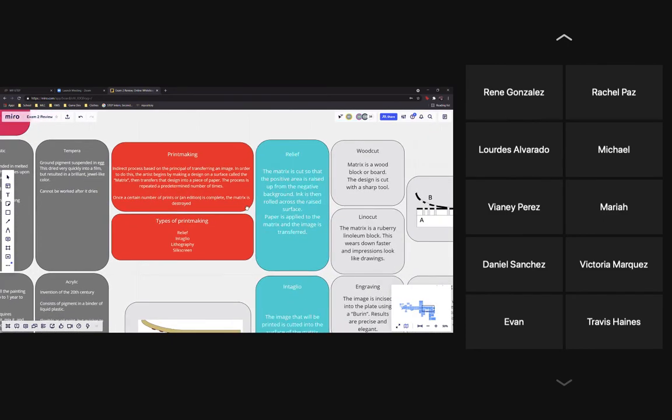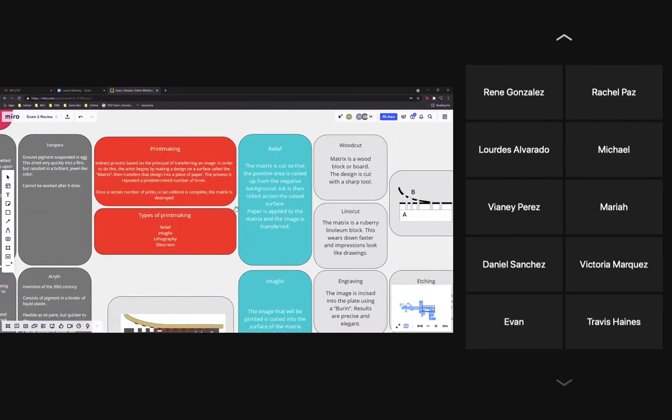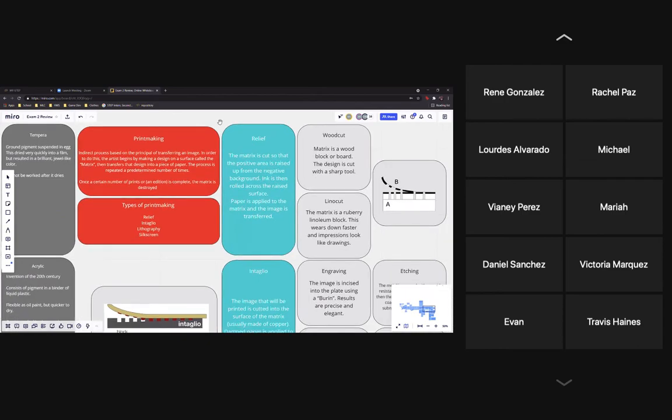Now let's move on to the last one. Printmaking. Printmaking basically is transferring an image to an actual surface, right? And we have a couple of terminologies that we need to cover. Matrix is basically the base design, right? What's going to be transferred onto the editions that you want to create.